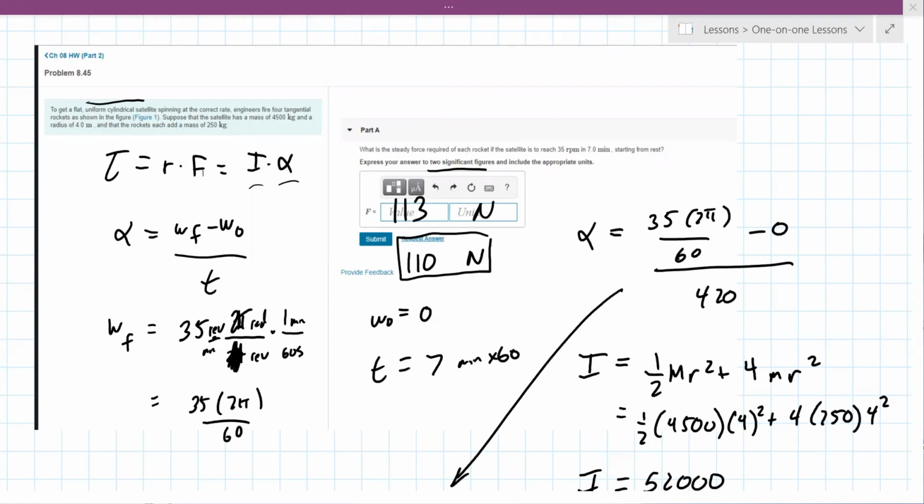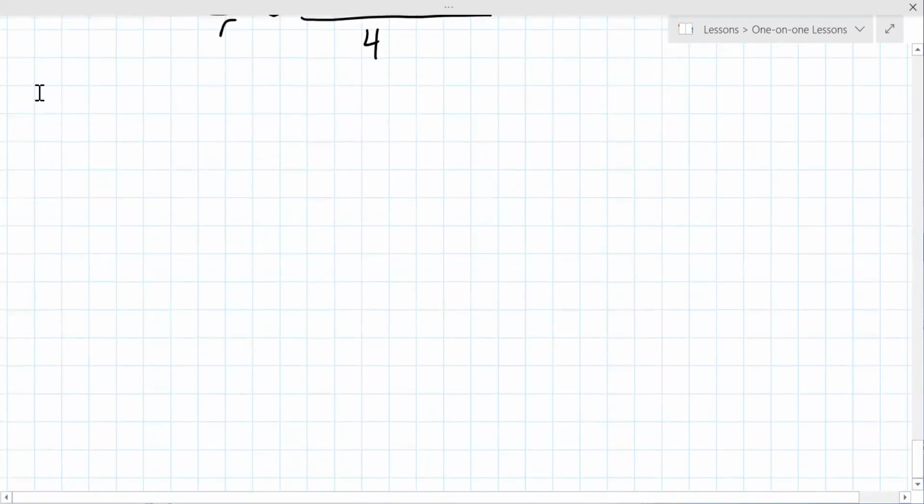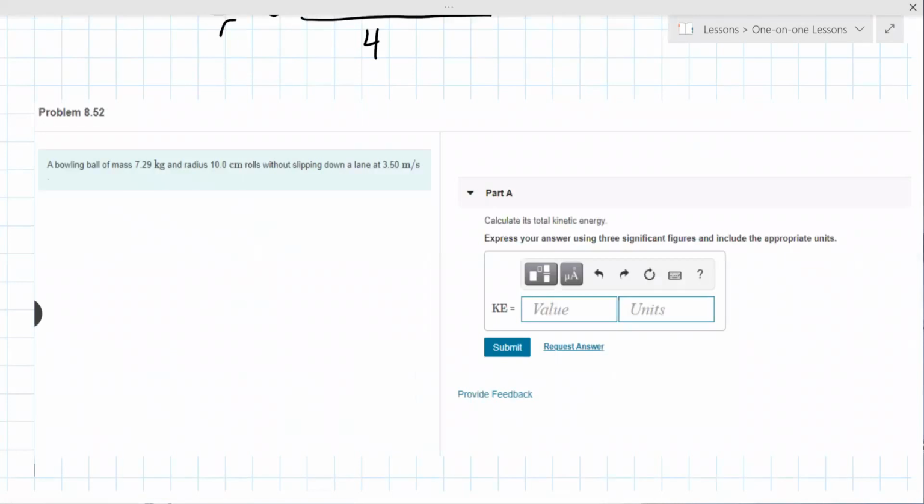8.52 is probably not too bad. We'll probably finish that here in the next 3 minutes because it's asking about kinetic energy. And kinetic energy is based on, there's rotational energy in this case. You have to know something about the fact that it's a bowling ball, and that gives you the equation for inertia that you need for this.